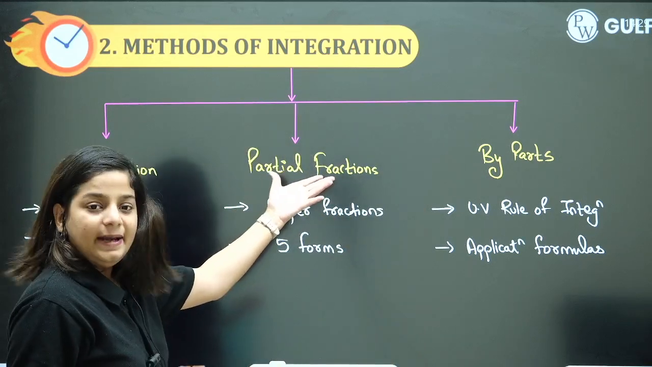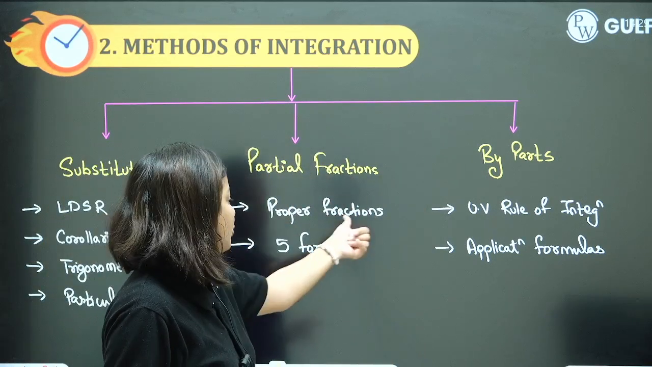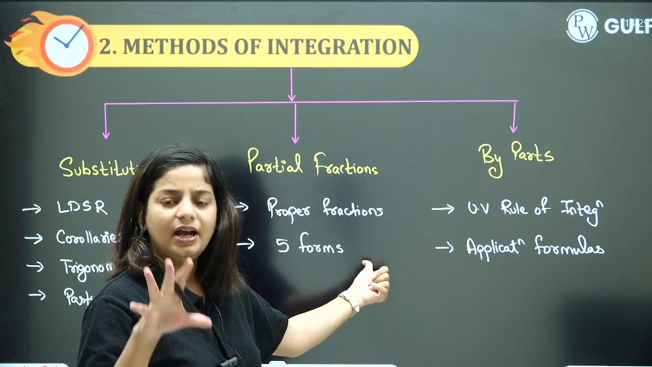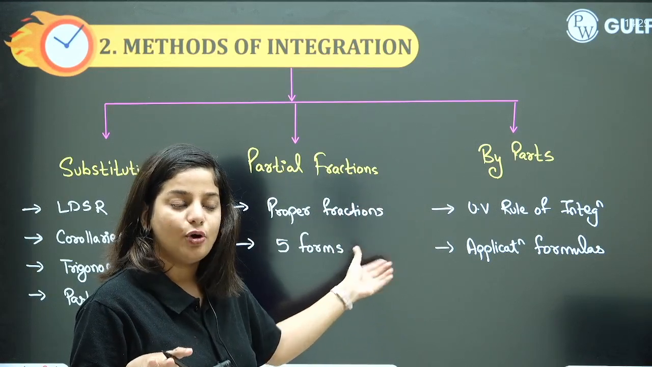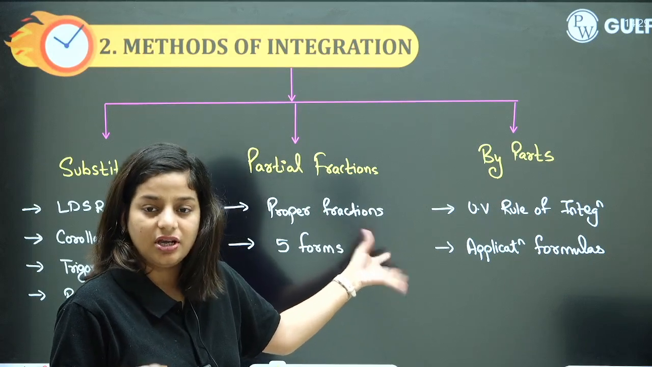Then comes your type 2 partial fraction, proper fractions, and under that there are 5 types, 5 forms. Based on those 5 forms, you will dissociate your question and solve.